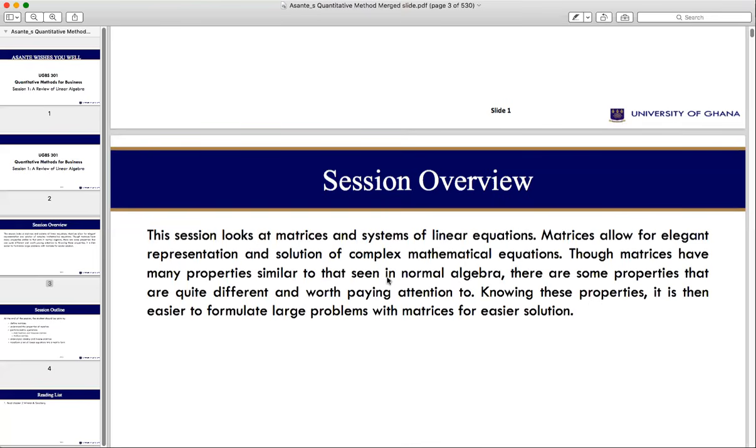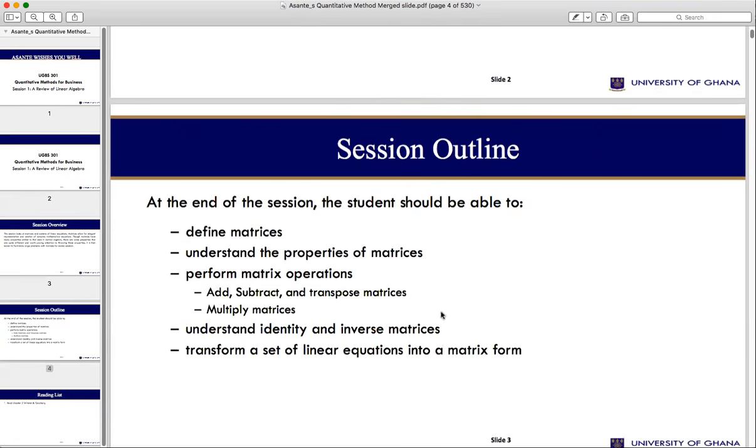So in this session, there are some properties that are quite different and worth paying attention to. Knowing these properties, it is then easier to formulate large problems with matrices for easier solution. At the end of this session, we should be able to define matrices, understand the properties of matrices, perform matrix operations, which is you should be able to add, subtract, transpose, multiply matrices, and then understand identity and inverse matrices.